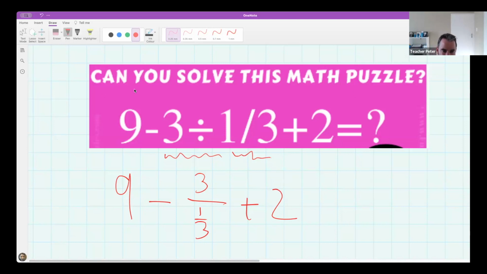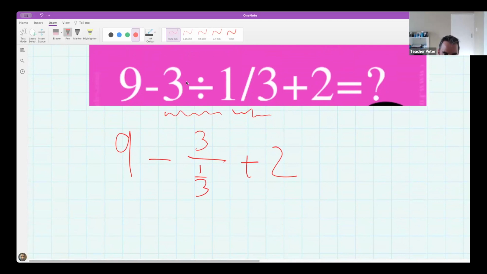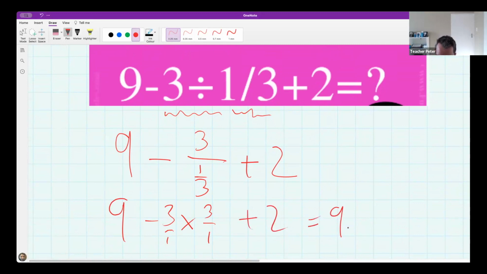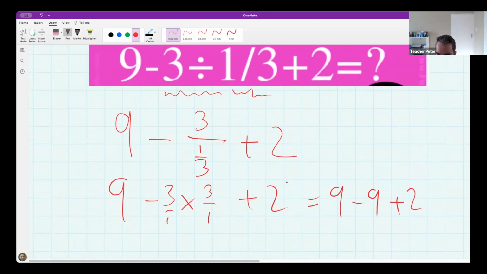Okay, so let's do this. Everyone loves a good fraction question. The first thing we have to do is, if we're dividing by a fraction, it's the same as tipping it over and multiplying. So what we have then is 9 minus 9 plus 2, and 9 minus 9 plus 2 is just going to be 2. And so that is the answer.